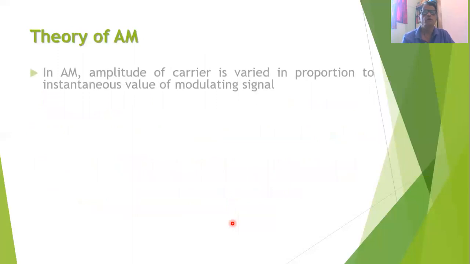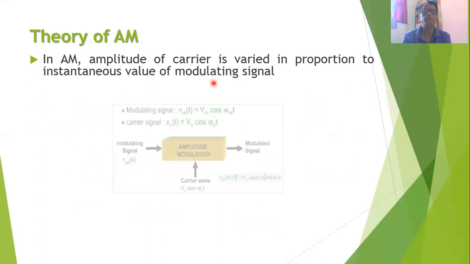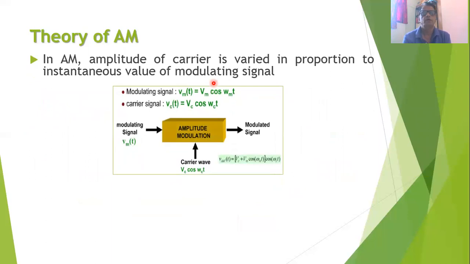Now let us go for some theory of amplitude modulation. In case of AM, the amplitude of the carrier is changed, and this change in the amplitude of the carrier is in proportion to the instantaneous value of the modulating signal. Instantaneous means the value at that instant or at that time.